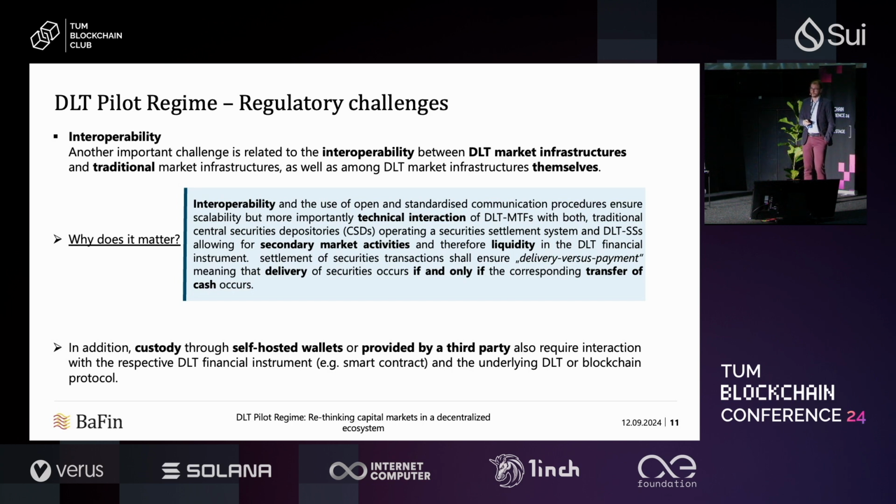Yeah, thank you. That's a good question. So indeed, the DLT Pilot Regime has been applicable for more than 1.5 years, and we are already in authorization procedures, but have not yet authorized any DLT market infrastructure in Europe so far. And maybe as for any new kind of regulation, and in particular as this allows specific exemptions, that has to be discussed on a European level to ensure harmonization.